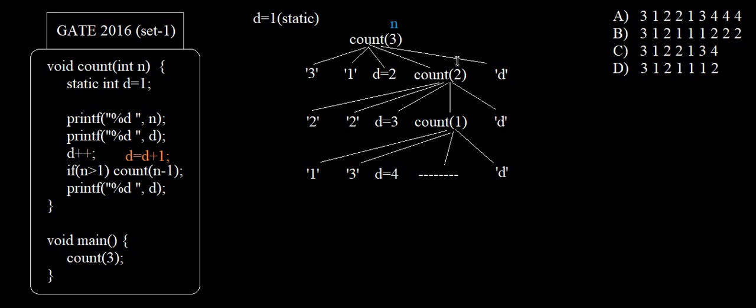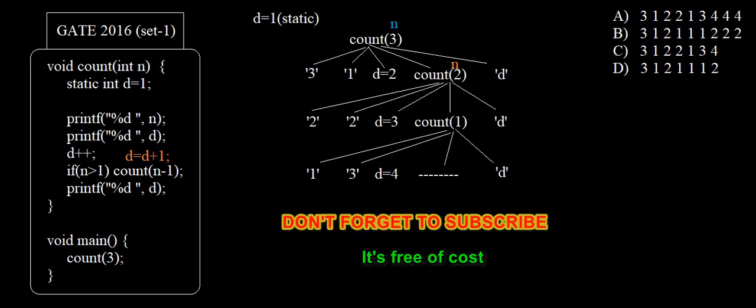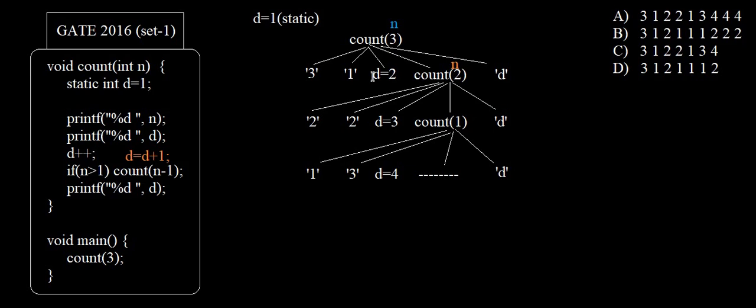Now here n equals 2. Firstly we print the value of n, which is 2. We will not execute the declaration again because it is statically defined, and we print the value of d, which is 2 here because d was initially 1. We increment the value of d, so d becomes 3. Now the next statement: n is 2, which is greater than 1, true, and count(2 minus 1), which is count(1).